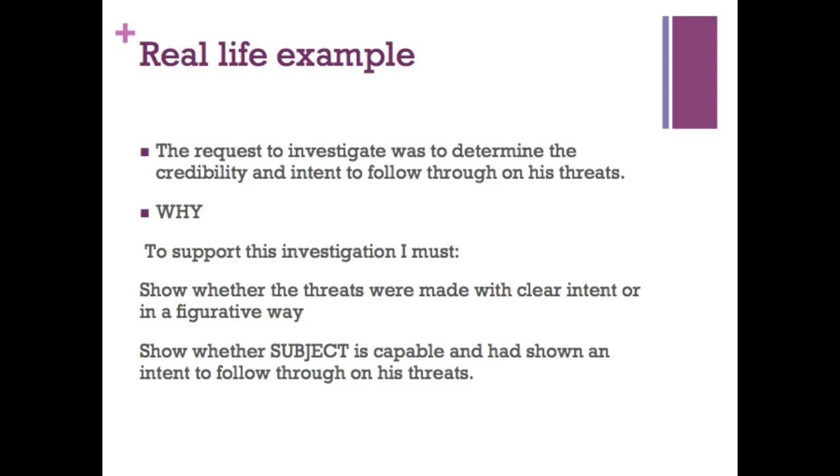I also had to show whether the subject was capable and had shown an intent to follow through on his threats. So was there anything previous in his history that showed that he has violent tendencies, he's made other threats that he has followed through on before, or attempted to follow through on before? And that history would be very important to show that maybe this utterance wasn't a one-time lack of judgment and a stupid comment, versus someone who actually has the capability, the intent, and the history of following through on such threats. So that was one key thing that I had to understand: was there a history?